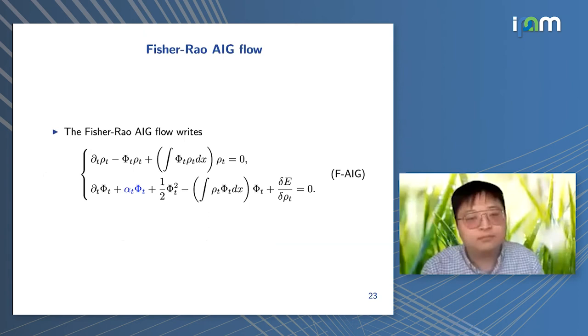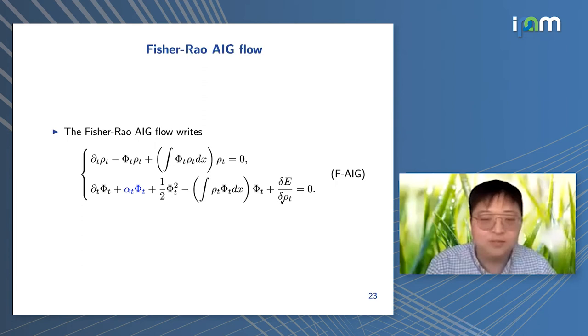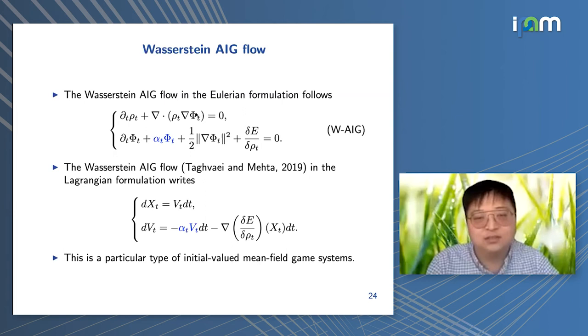So let's write down some results. I mean, just copy what we have. This is the Fisher-Rao accelerated information flow. This is the Fisher-Rao Fokker-Planck and Fisher-Rao Hamilton-Jacobi, and you just add alpha. Very straightforward. And for Wasserstein, a similar thing. Sorry, this is the continuity equation you have, and this is the Hamilton-Jacobi equation you have. You just add alpha, a linear damping.